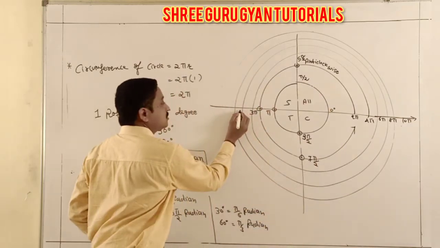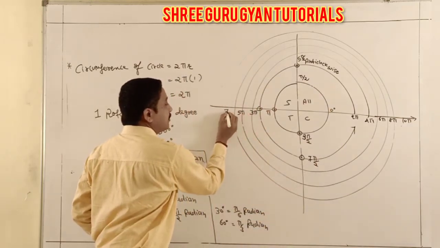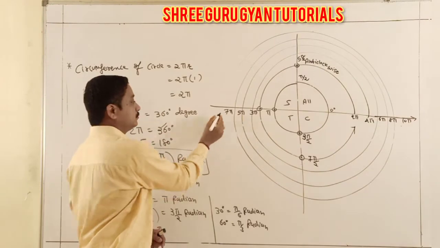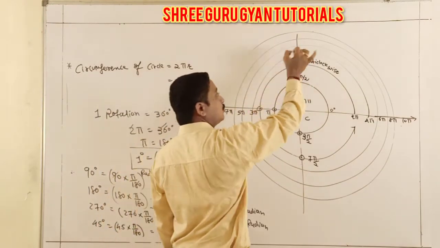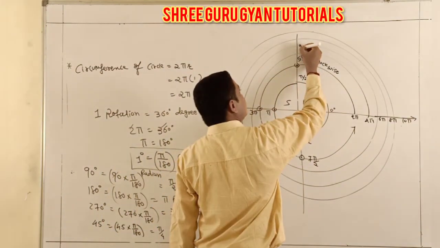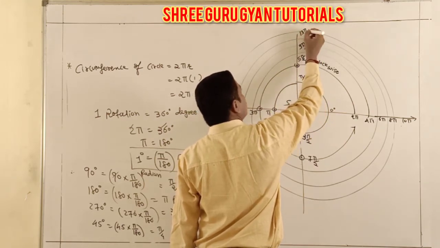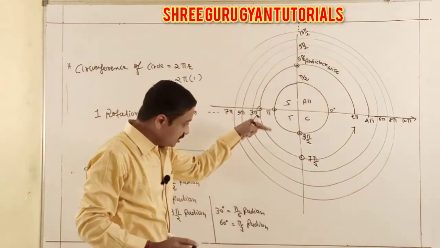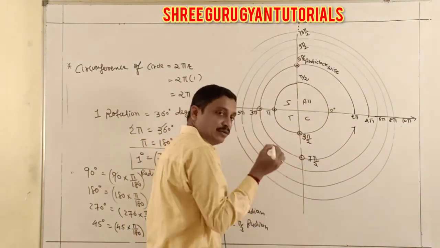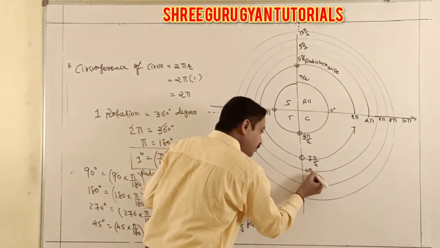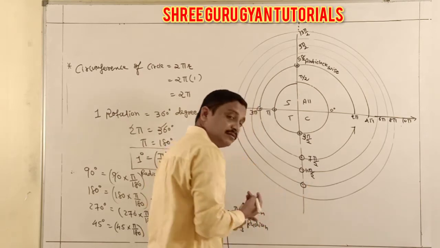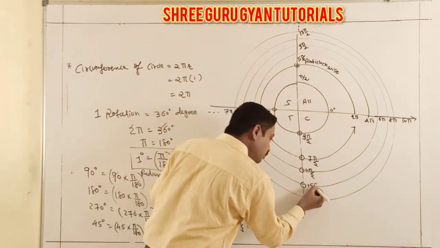Similarly here also 5 pi, 7 pi, continue moving. This also 5 pi by 2, next 9 pi by 2, next 13 pi by 2. These are going increasing by 4 each time. And this also 3 pi by 2, 7 pi by 2, now 11 pi by 2. Next after adding 4, 15 pi by 2.